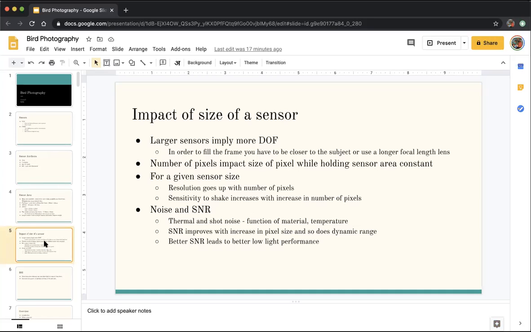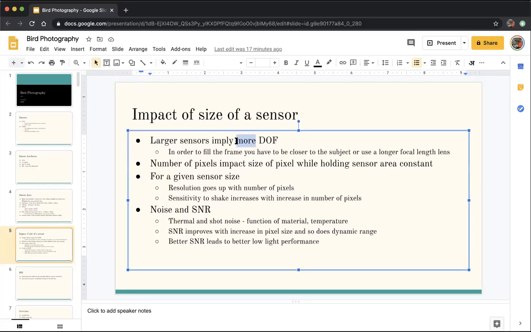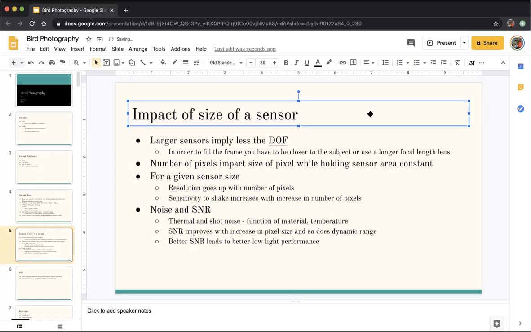The cell phone side gets a little more complicated and interesting. The cell phone sensors are much smaller. The thing is, the smaller the sensor, the more the depth of field. My slide is not right, let me edit that. Yeah, I had it wrong. So you keep making the sensor smaller and smaller, and your depth of field gets better.